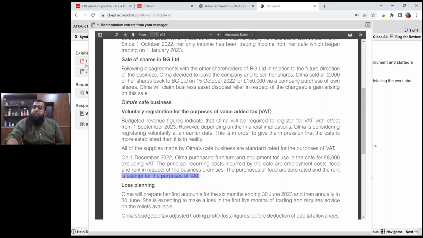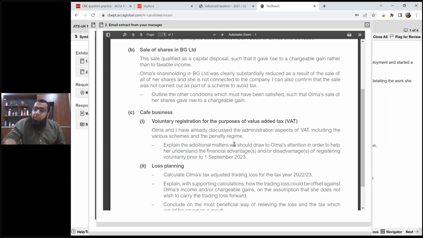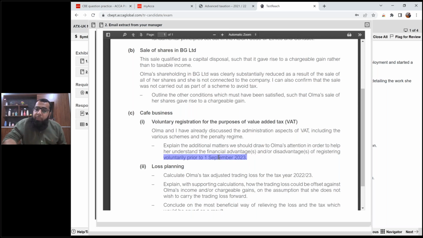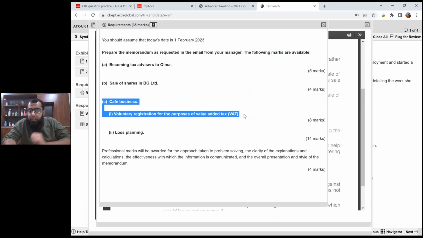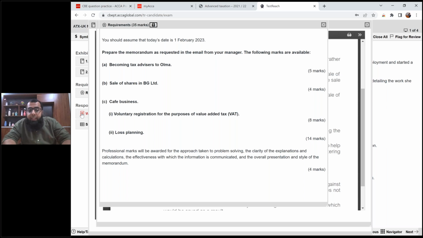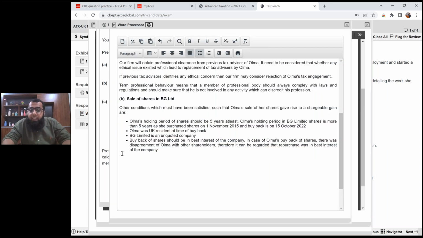Now, what he's asking here is: what are the additional financial implications she needs to consider? Additional matters which she needs to consider, the financial advantage or disadvantage if she registers prior to 1st September 23. How many marks to this requirement? 8 marks. Let's look at it, and then I want you all to participate and give me some feedback also.